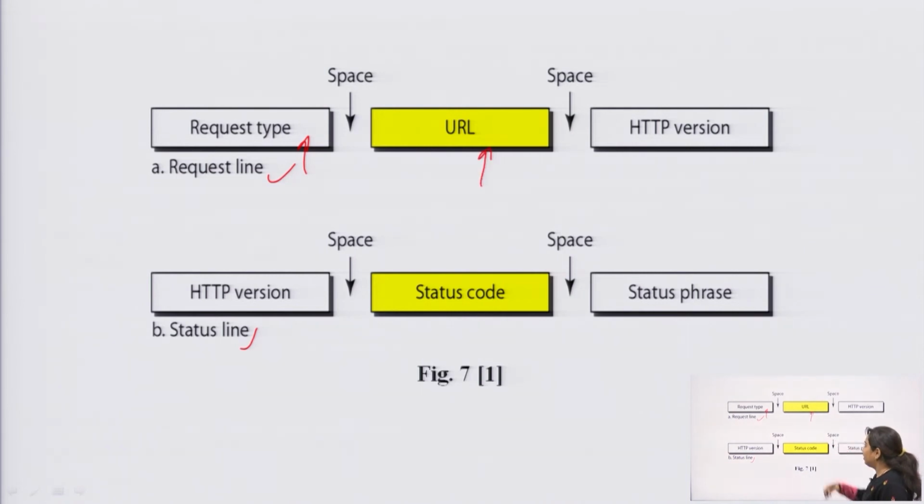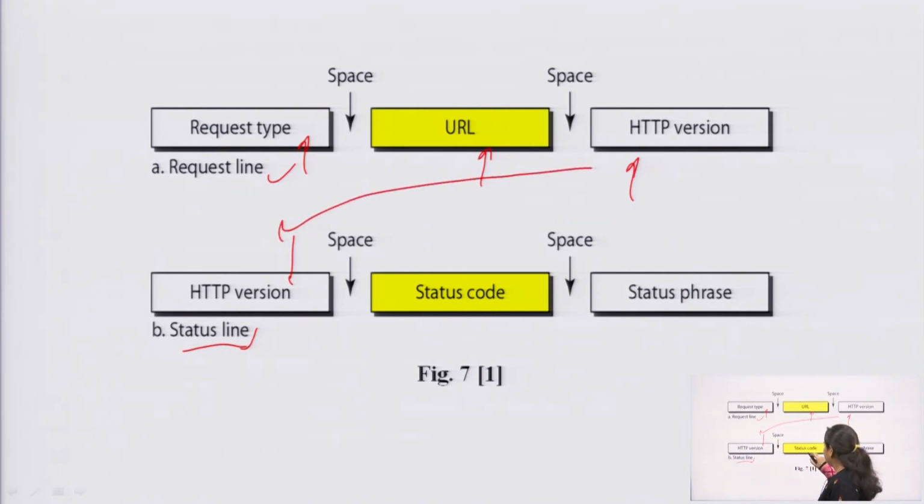Then there will be a URL, whatever URL you want to access. URL's full form is uniform resource locator. So, whatever resource you want to access, you insert in this URL. Then a space will be inserted, and then there will be an HTTP version, that is the hypertext transfer protocol version, inserted over here. Now, the next one is the status line. You can see in this status line that it is the reverse of this one. The HTTP version will be written first, then there will be a space, and then the status code, whether it is a positive acknowledgement or a negative acknowledgement, or whatever data you are inserting.